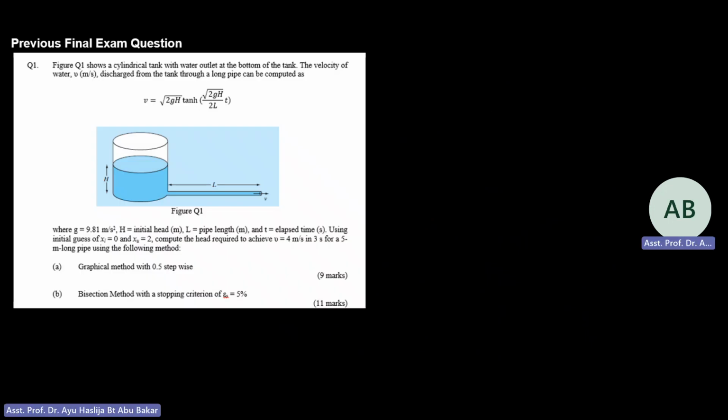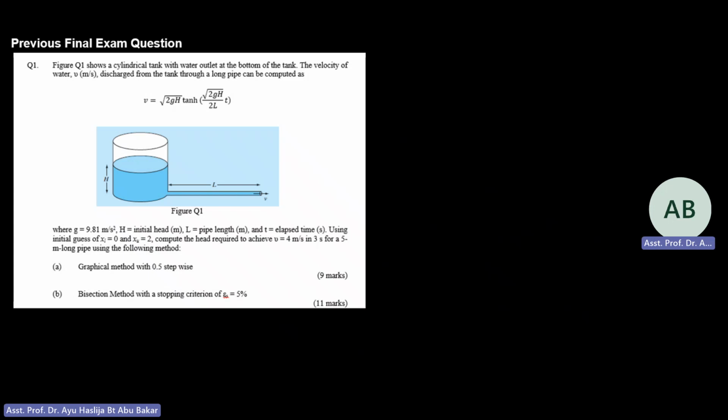Okay, this is the previous final exam question. Is it too small? Can you see now? Aiman, can you see the question? Can? Okay, this is from last year.